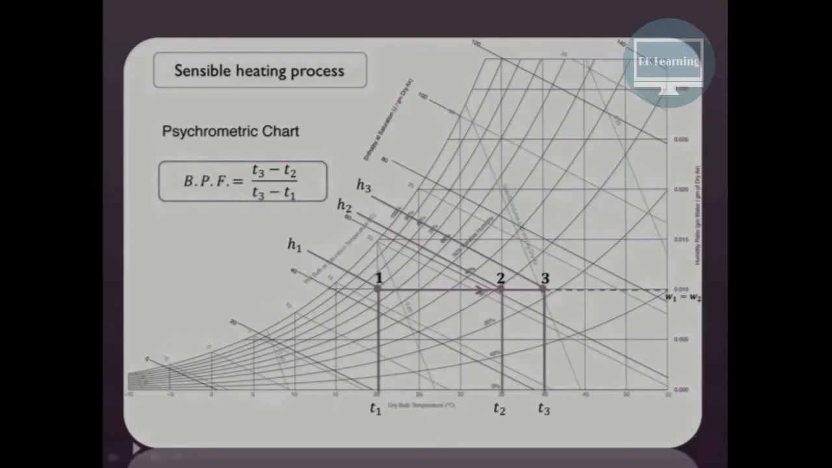Now let us define one factor which is known as the bypass factor of the air. It is the ratio of the temperature difference which is not achieved. So here this is the temperature difference T3 minus T2 which we have not achieved, divided by the temperature difference which could have been achieved. So it is T3 minus T1. So the thing which we have not obtained divided by the thing which we could have obtained, that ratio in terms of temperature is known as the bypass factor.